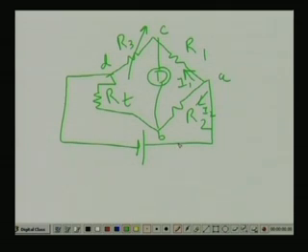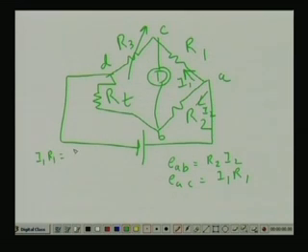So you see that EAB will be equal to the potential drop across R2, that is I2 into R2, and EAC will be I1 into R1. At balance, when there is no output at the detector, I can say I1 into R1 equals I2 into R2. Similarly, on the other side, if balanced, all the current will pass through and no current will flow through the detector.